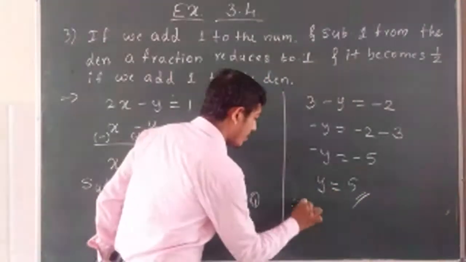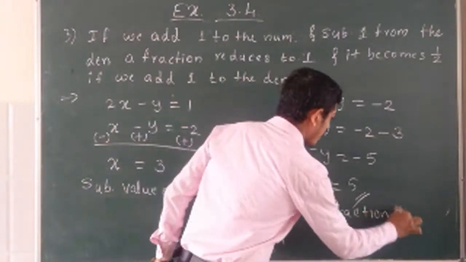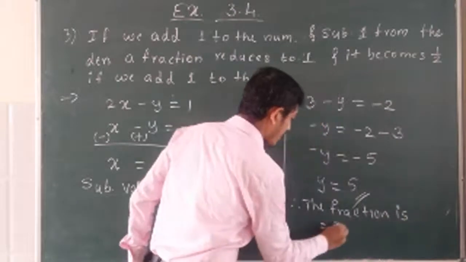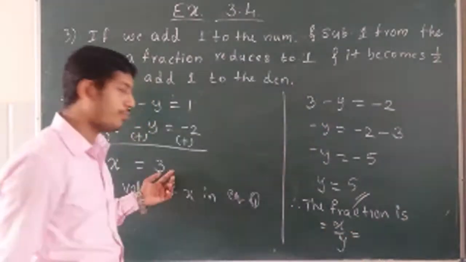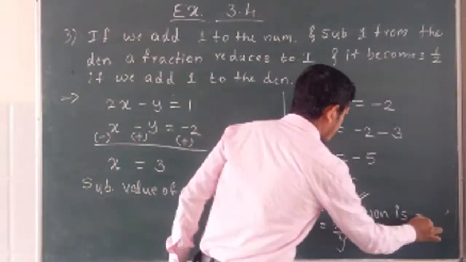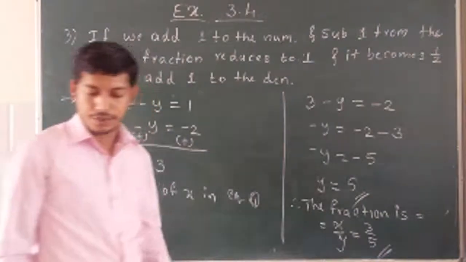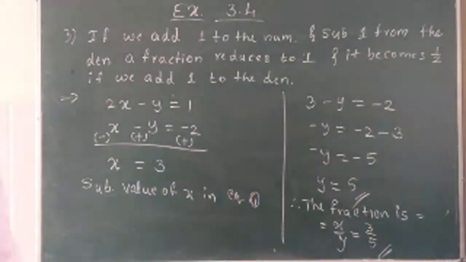Therefore, the fraction is x by y, and the value of x is 3 and the value of y is 5. The fraction becomes 3 divided by 5. Just look at the steps once again.